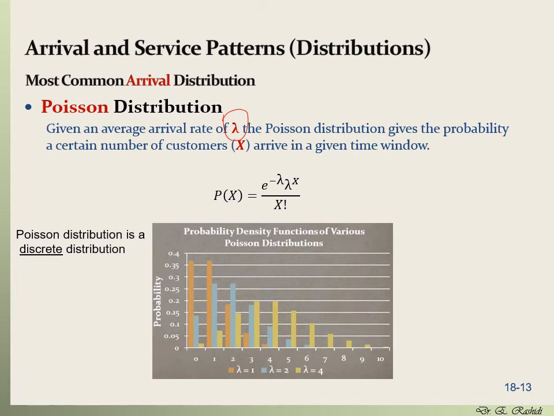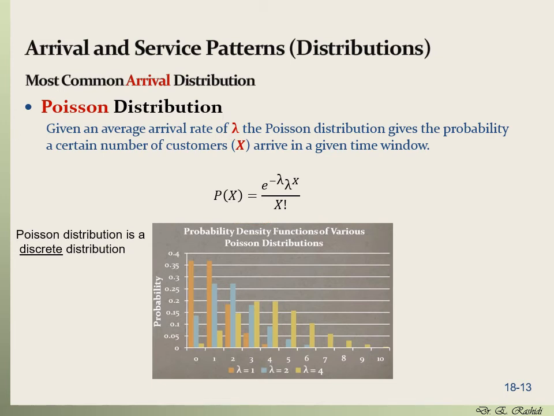We want to find the probability that X customers would arrive in a given window of time, and how to compute that probability. As you see here, this is the formula for the Poisson distribution that we can use. The probability that X people arrive in a given time window is equal to e, the Napierian number, to the power of negative lambda, multiplied by lambda to the power X, divided by X factorial.